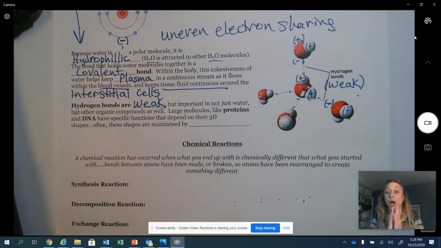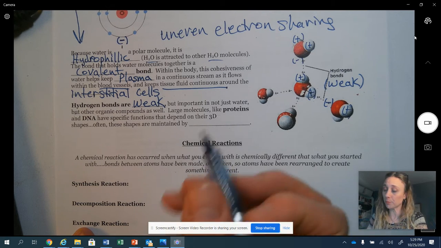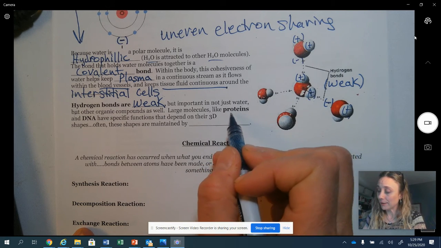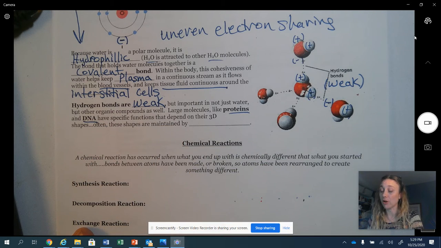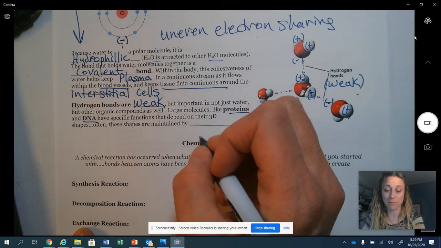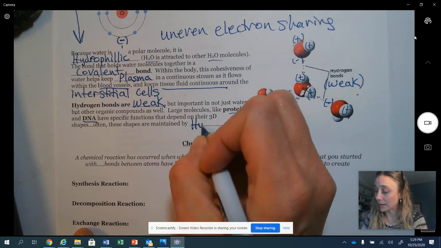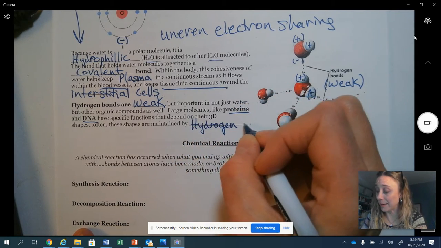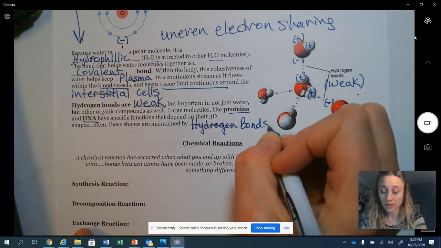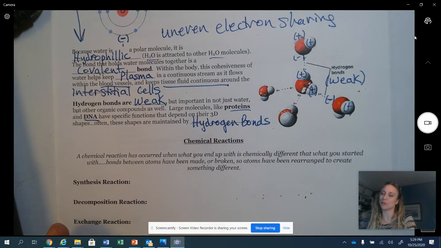They're not part of the compound of that molecule. Large molecules, like proteins and DNA, have specific functions that depend on their three-dimensional shape. Often these shapes are maintained by hydrogen bonds. That's why the two strands of DNA stay together, and that's why you can pull them apart too.